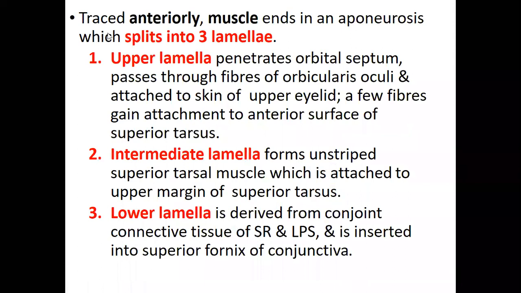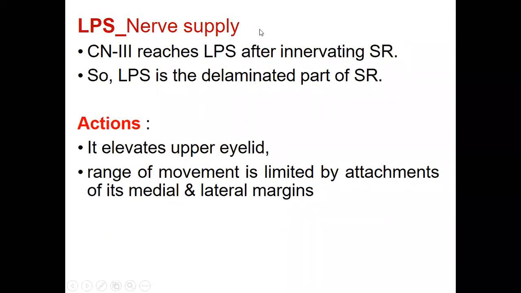So the nerve supply of levator palpebrae superioris muscle is the third cranial nerve, or the oculomotor nerve. Now this nerve reaches levator palpebrae superioris after innervating the superior rectus muscle. So, levator palpebrae superioris is the delaminated part of the superior rectus muscle.